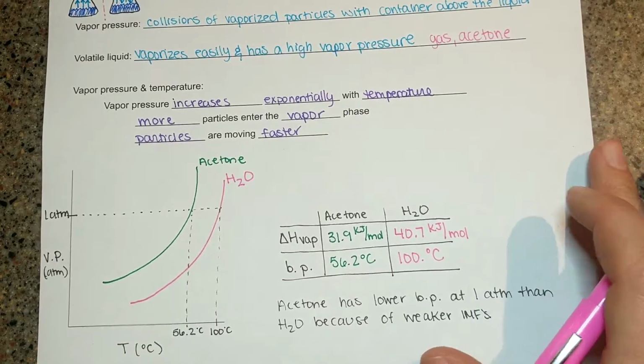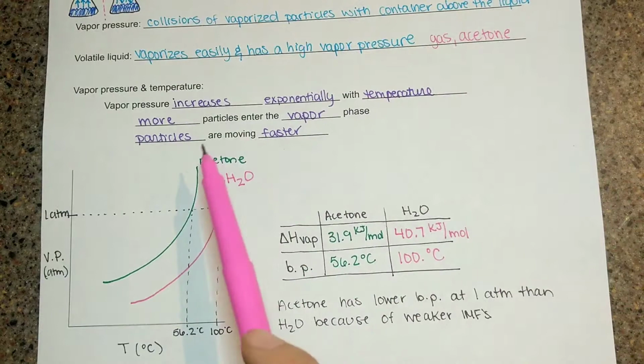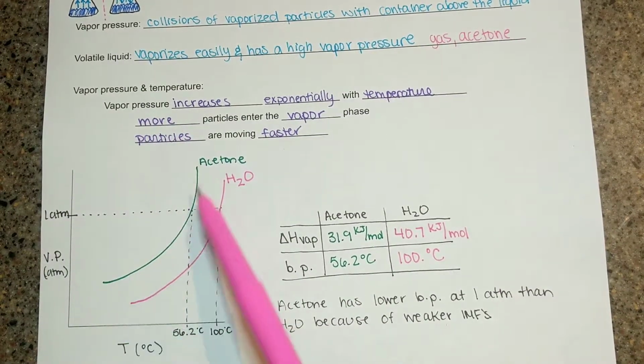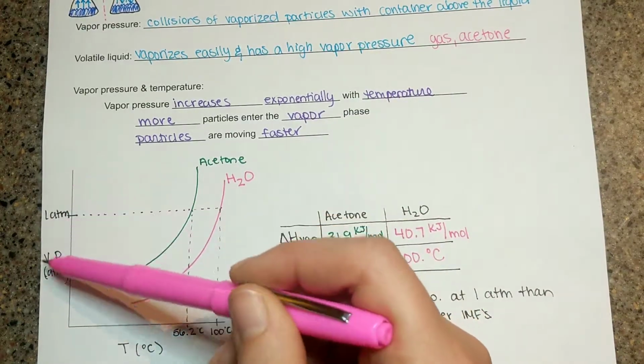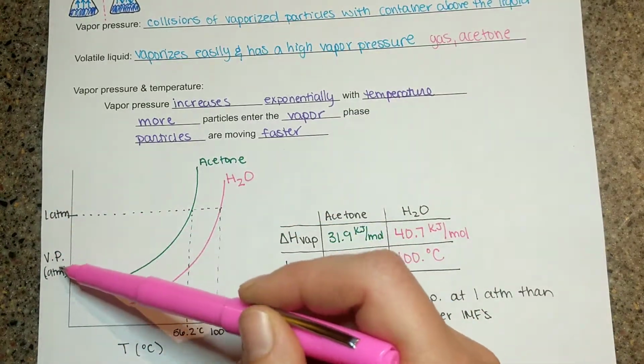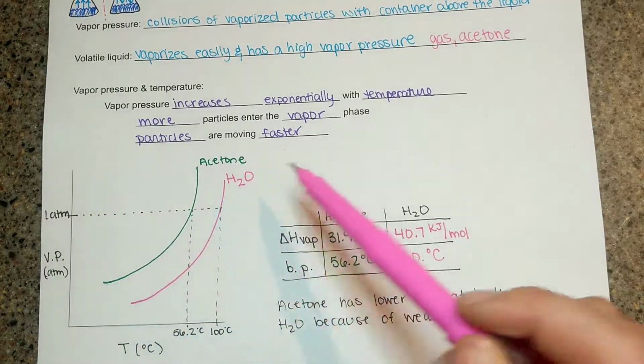If we look at some vapor pressure and temperature graphs, we can see that vapor pressure, which are the lines here, increases exponentially with temperature. On my y-axis, I have vapor pressure in atmospheres, and on my x-axis, I have temperature in degrees Celsius. As my temperature increases, so does my vapor pressure, and so it comes up in an exponential form.